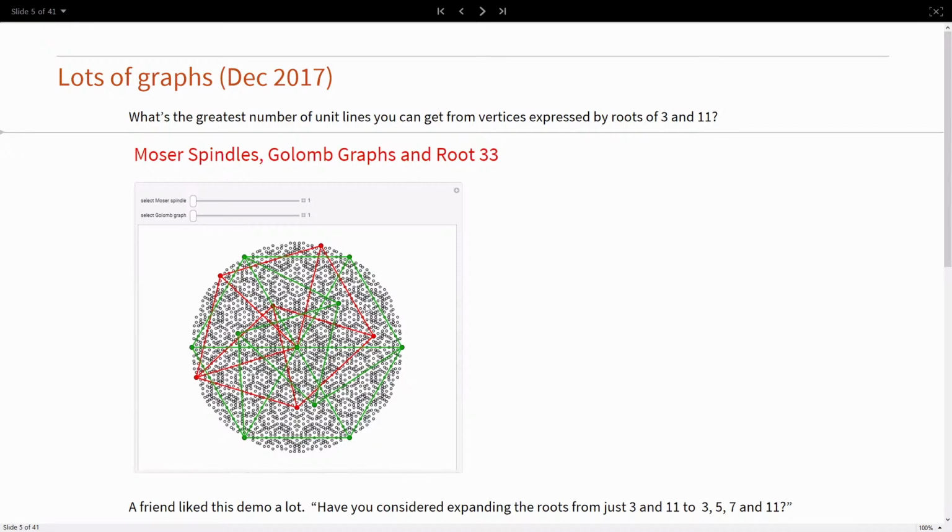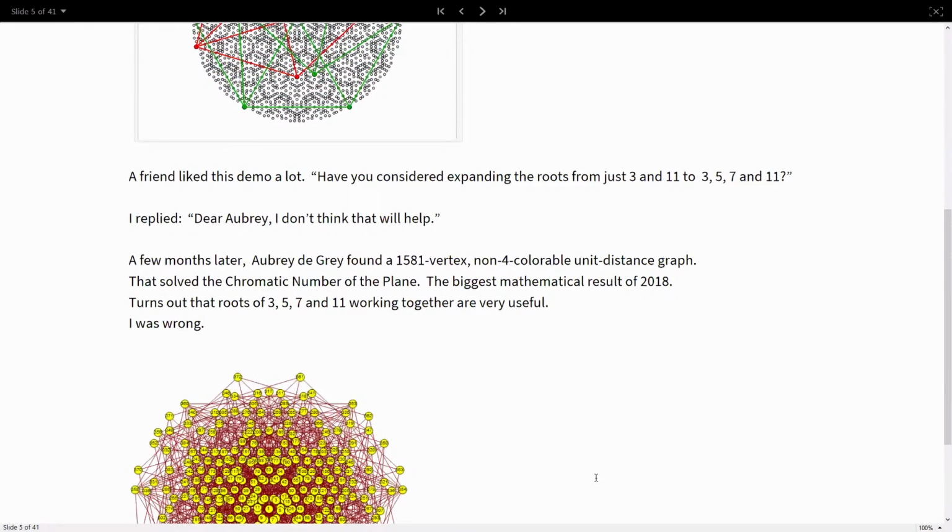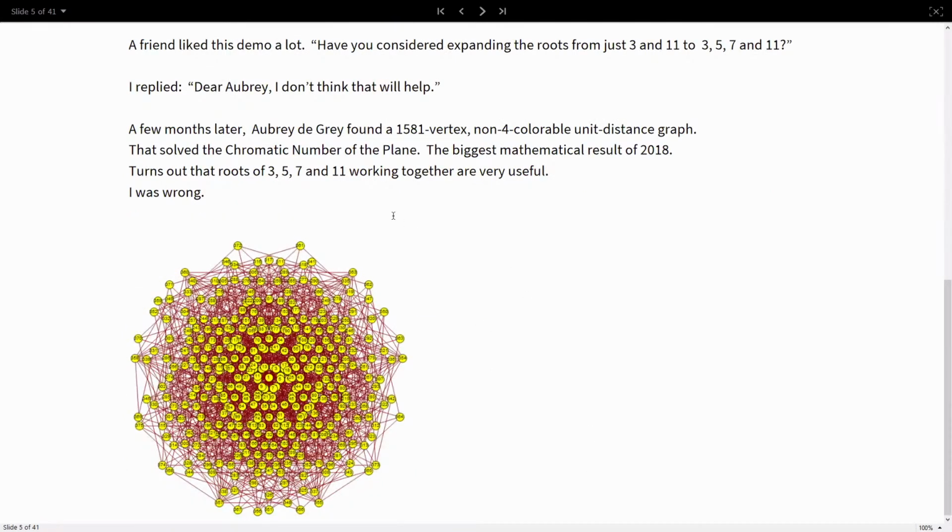And when I put this demo up that had lots of Moser spindles and Golomb graphs all packed together, a friend of mine liked this a lot, and he wondered if it might be a good idea to try to expand the roots. Everything here has a root of 3 or 11. He wondered if roots of 5 and 7 might help the problem. And I replied, I didn't think that would help.